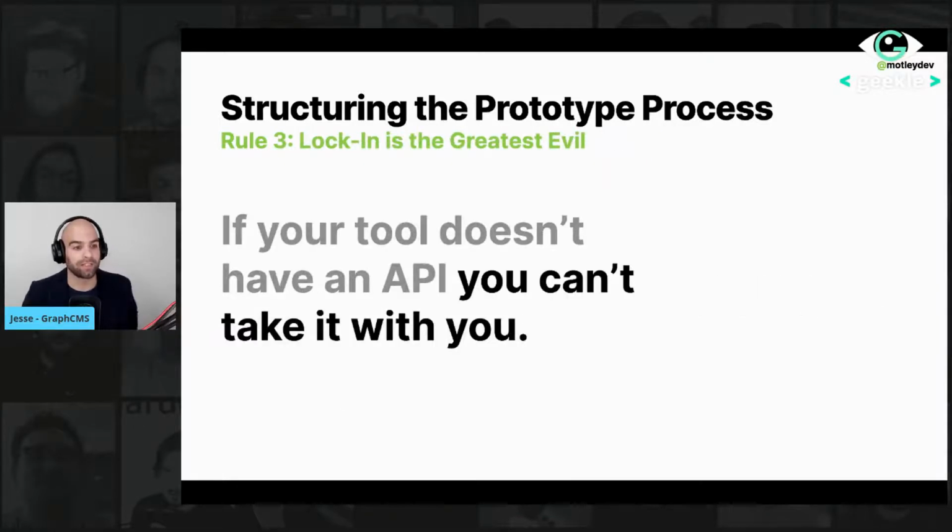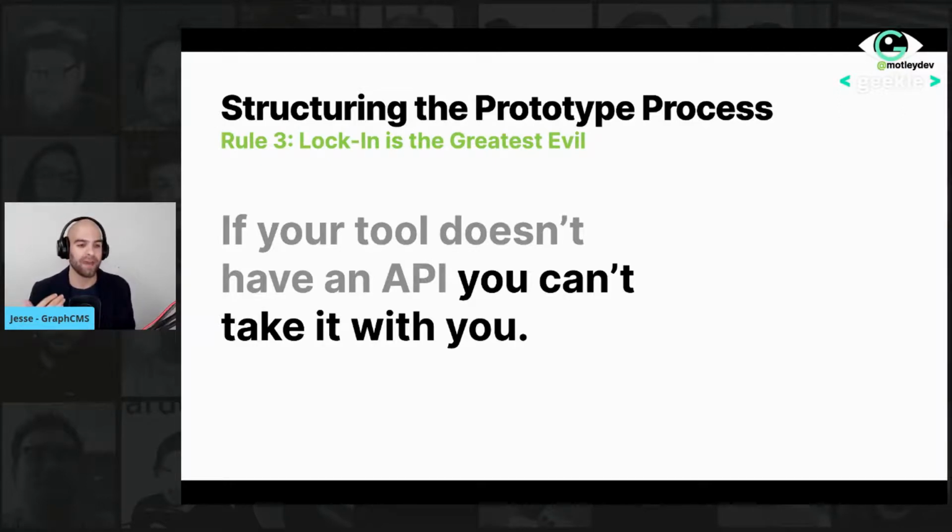Rule number 3, lock-in is the greatest evil. If your tool doesn't have an API, you can't take it with you. Now, I'm sensitive to this as a solutions architect for a headless CMS, and I'm just going to touch on it quickly. If you're not familiar with headless CMSs, that is API-driven content management. We have an editor backend interface where you type your content in, and you're then able to export that content through an API. So any platform, refrigerator, mobile app, Tesla, you name it, can pull content from the CMS.